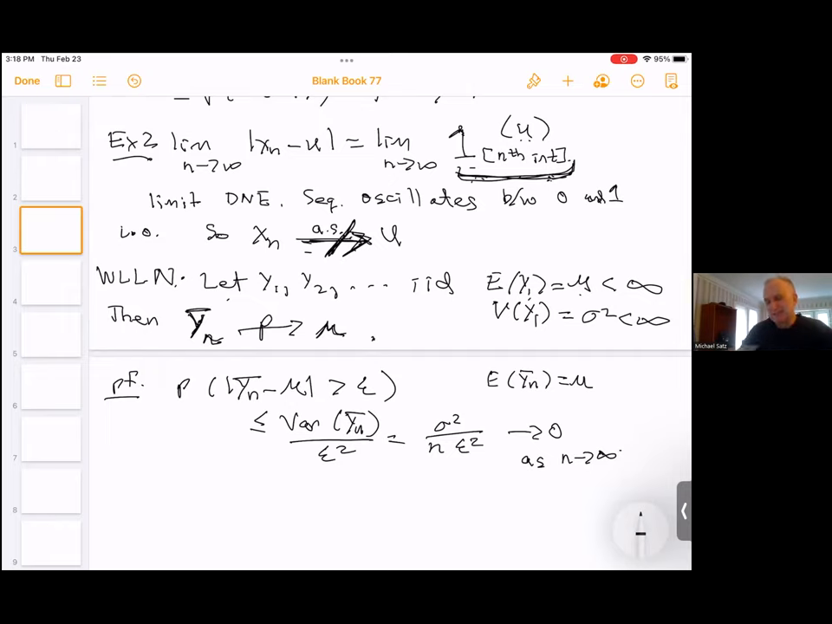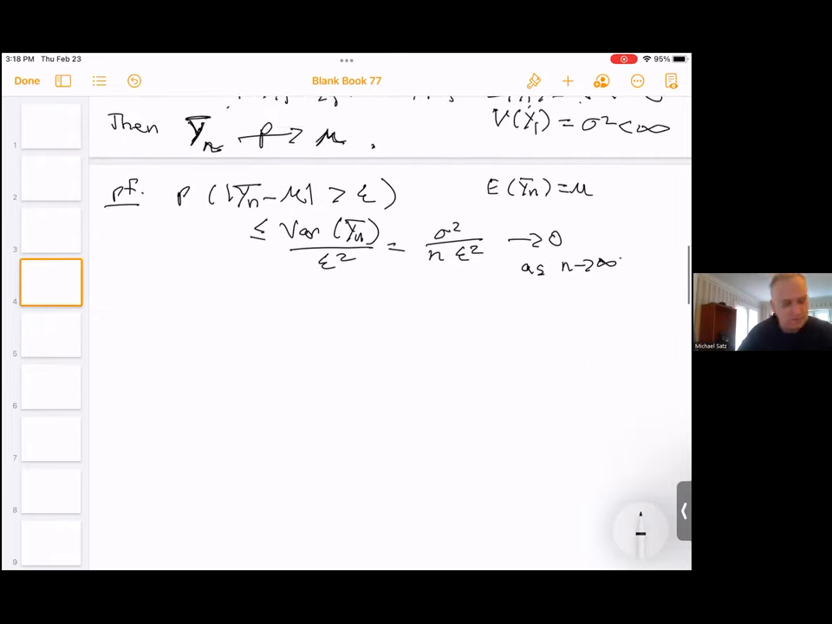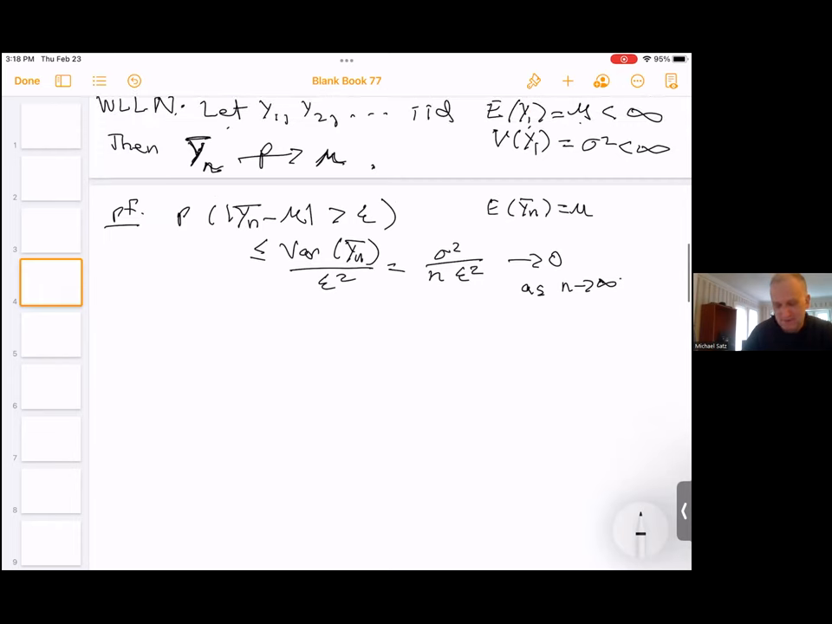Okay, now, but this is the thing. We had done this several times, and really the most useful thing I think about the weak law of large numbers is not so much the limit theorem, but it's Chebyshev's inequality. It's the fact that you know this exact bound here, you know that this is true. This is the big result, really.